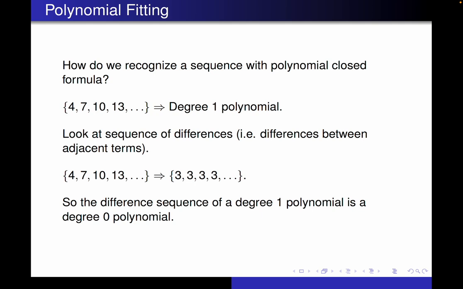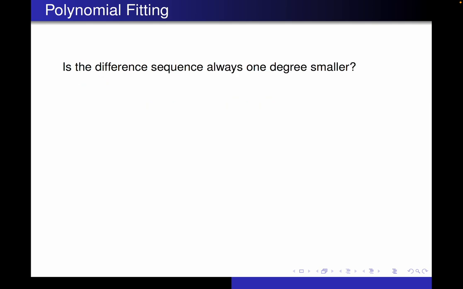This works for any arithmetic sequence. If you take the sequence of differences, you also get a constant. So, looking at that from the perspective of polynomials, if you take a sequence with a degree 1 polynomial as its closed formula, and then take the difference sequence, you end up with a sequence for a degree 0 polynomial. The question you might ask is, if you have a sequence that has a polynomial closed formula, is the difference sequence always going to be 1 degree smaller?